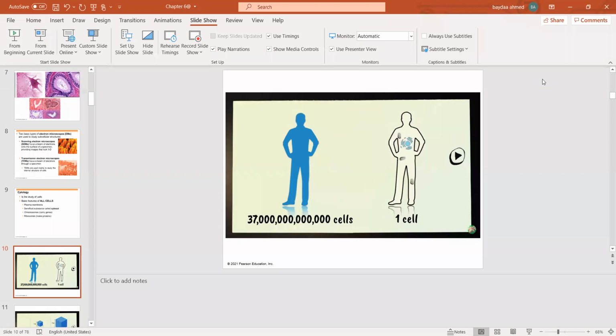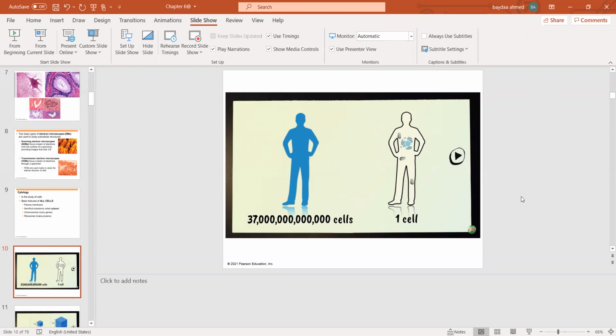You might be asking this question: why are cells so small? We're made up of billions of cells, and they are super tiny. And we are not a single giant cell. Why? The problem is the surface area.